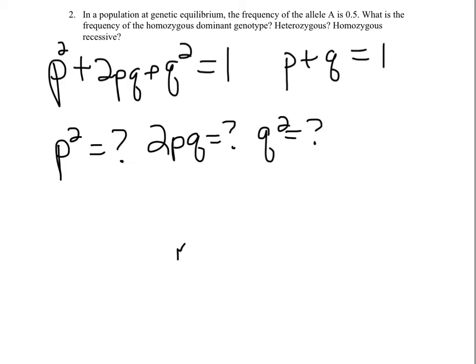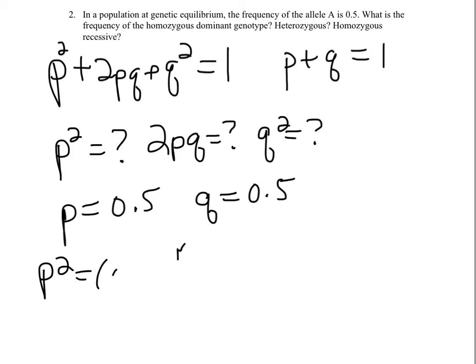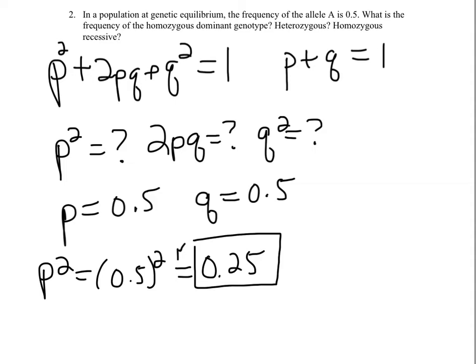So what do they tell us? The frequency of the big A allele is 0.5. So what does that mean? The frequency of the big A is P, so P equals 0.5, which means that Q equals 0.5, because P plus Q equals 1. So if we put that into the equation, we'll just plug in P. So P squared equals 0.5 squared equals 0.25. So that's one thing. That's the frequency of the homozygous dominant.